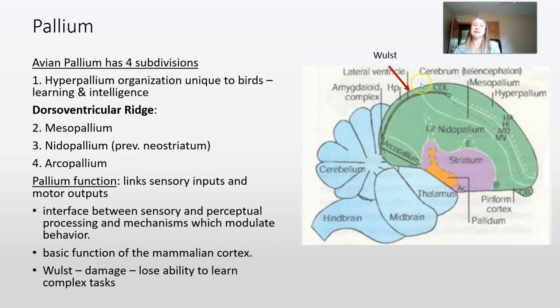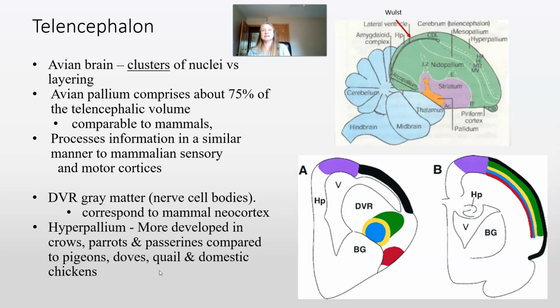Another little area that you can't really pick out very well is called the Wulst. It's a German word, so the W is a V, so Wulst. People have done studies where they've damaged the Wulst, and if you damage the Wulst, they lose the ability to learn complex tasks. All right, with avian brains, the telencephalon, so again, this is that pallium, where we think this higher order processing is all occurring.